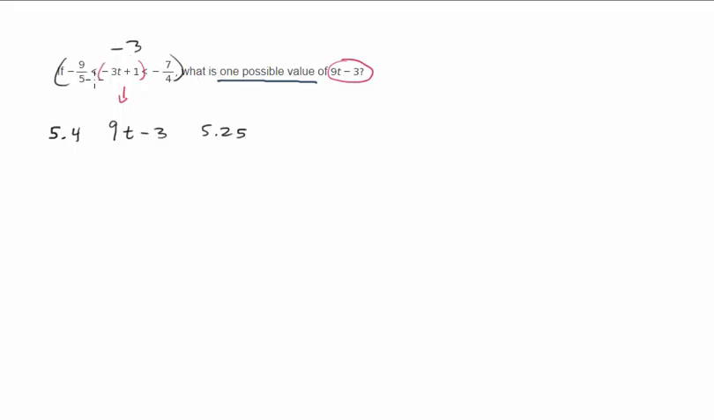anytime you have an inequality and you multiply or divide by a negative sign, this is only with inequalities, you have to flip the sign. So originally we had a less than, now we're going to flip the sign on both sides. This is going to be a greater than, and this is going to be greater than.